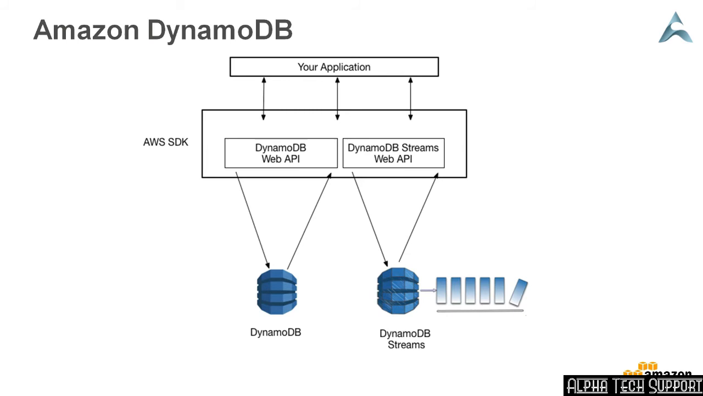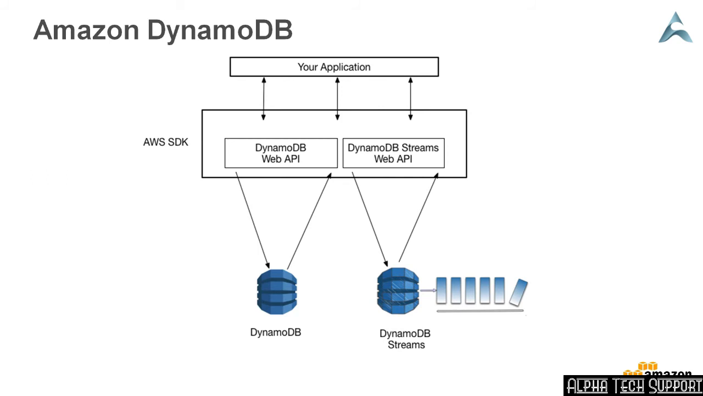So how it works: it basically consists of the AWS SDK, which has two types of web API, the DynamoDB Web API and the DynamoDB Streams Web API. It consists of two fundamental entities: DynamoDB, where data is stored, and DynamoDB Streams, which are used to call your application or flow in a catch form.